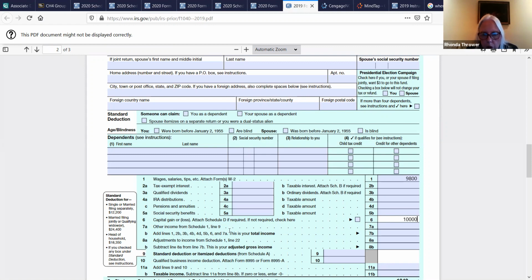And we're going to go on to line 7 to see if we have anything that comes from line 7. And line 7 says it's other income, Schedule 1, line 9. And so if we go to Schedule 1, line 9, see if I can find it.